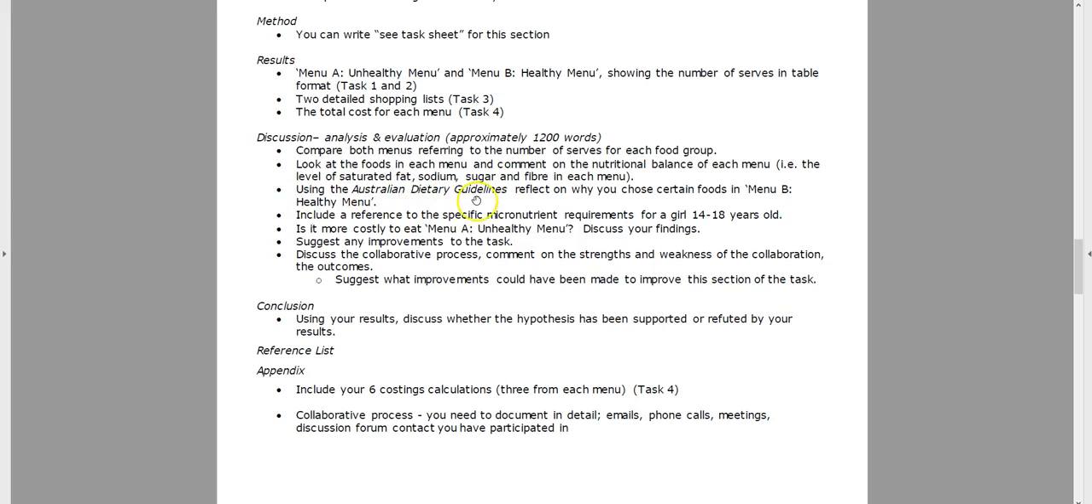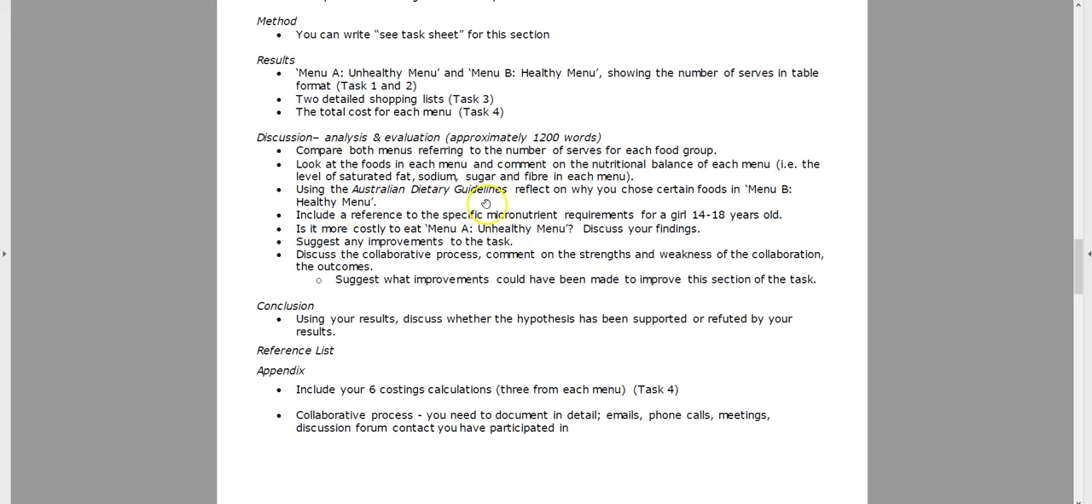Moving on to dot point 3, using the Australian Dietary Guidelines, which includes the entire document as well as the pie chart. So we're talking about the pie chart, the 5 food groups, the portions, but also the 3 guidelines about healthy eating. You then need to reflect on why you chose certain foods in menu B, which is the healthy menu.